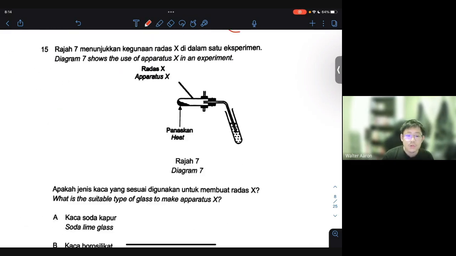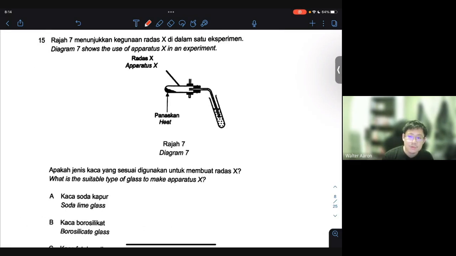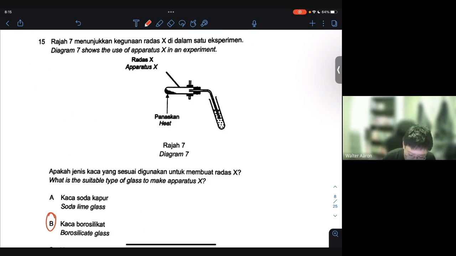15, diagram 7 shows the use of apparatus X in an experiment. What is a suitable type of glass to make apparatus X? So the one that we normally use for labware in the laboratory setting, right? We'll use something which is chemically resistant and also heat resistant, because we have to put chemicals inside and we have to boil it sometimes. So therefore, the answer here will be borosilicate glass, which is the stronger type. Always remember, labware, cookingware, we will always use borosilicate glass, which is stronger and better.